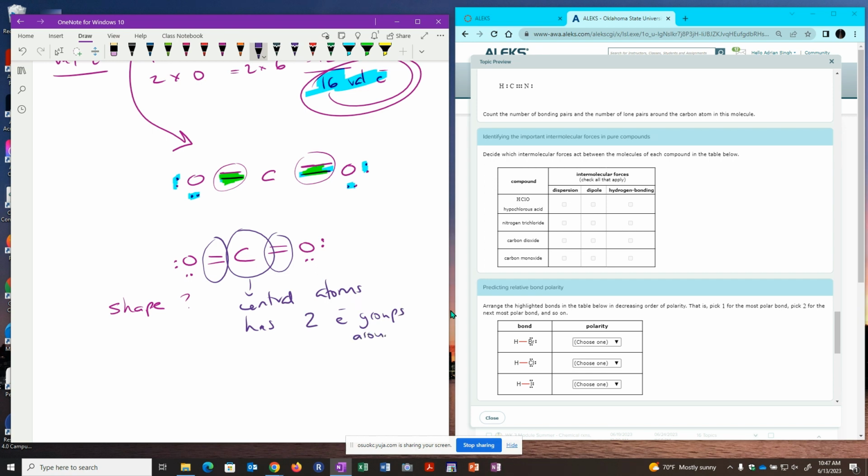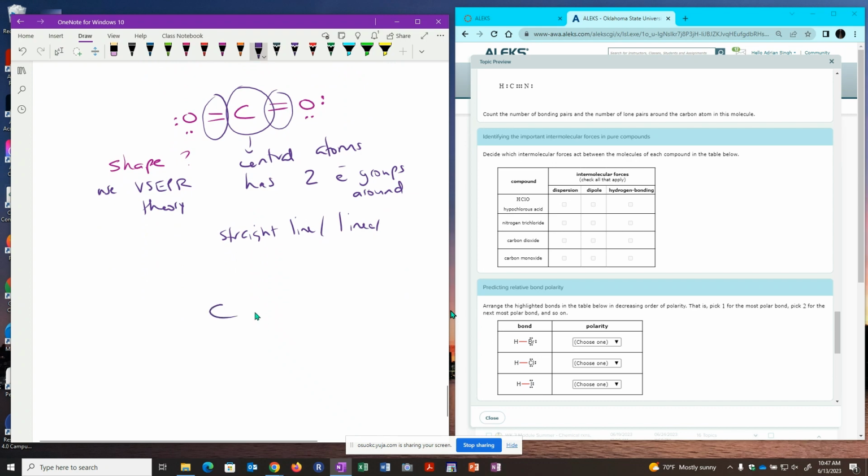And in order for those electron groups to be as far apart from each other as possible, and that's the whole basis of the VSEPR, Vesper theory, in order for 2 things to be as far apart from each other as possible, that shape is going to be a straight line or linear. So the shape of this is actually the exact shape that we drew for the Lewis structure.